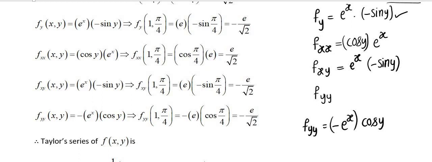Find out the value of fyy at 1 comma pi by 4: minus e power 1 into cos pi by 4. This is 1 by root 2. That's why the simplification is minus e by root 2. Now I have all values, that means fx, fy, fxx, fxy, fyy at 1 comma pi by 4.